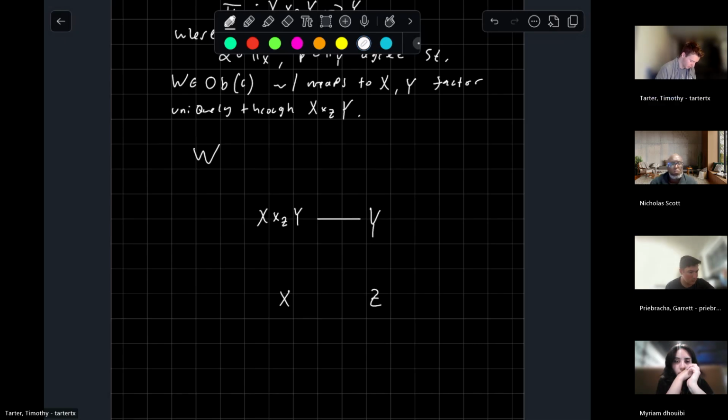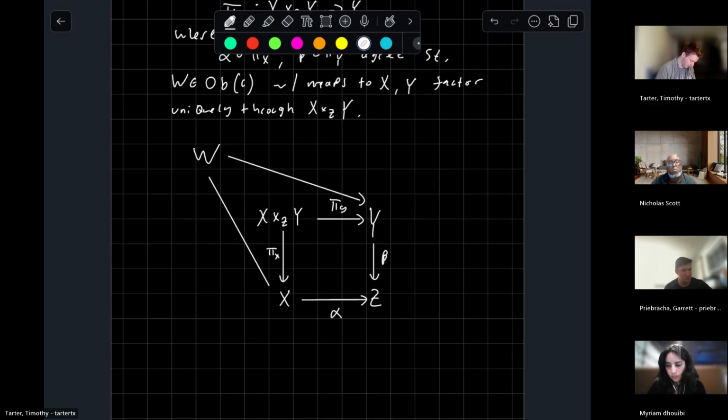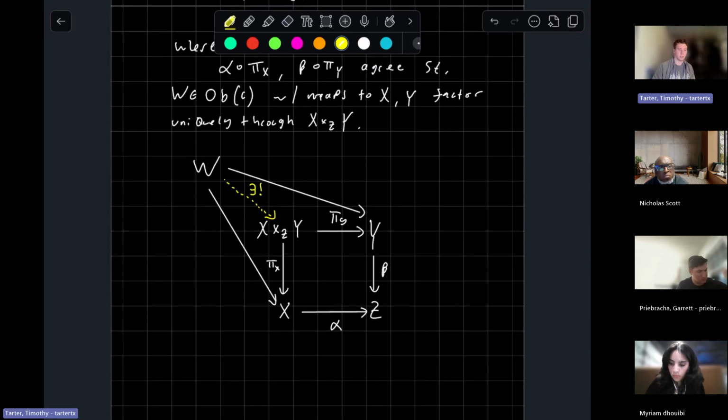So this is pi Y. Yeah, pi Y. This is pi X. This is alpha. This is beta. W has some map to Y and X. And then the key piece of this whole endeavor is some unique factorization through the fibered product.